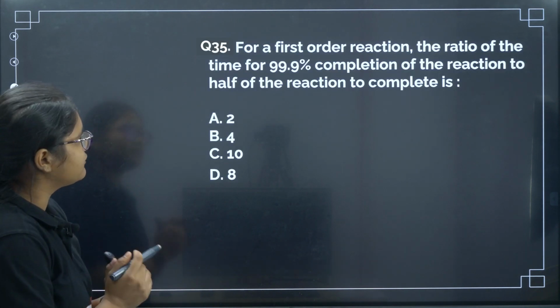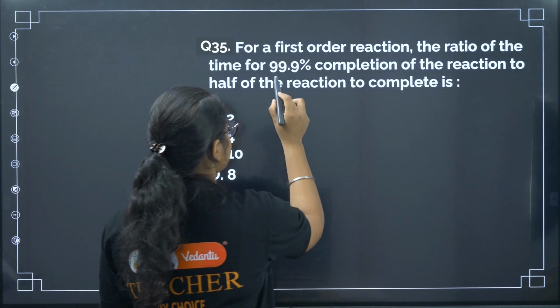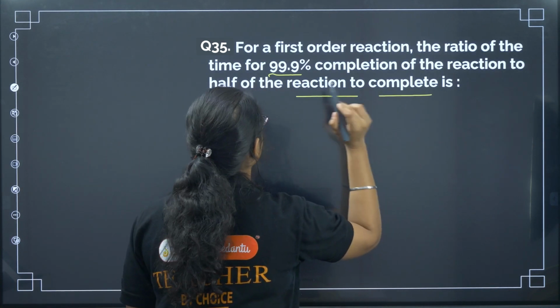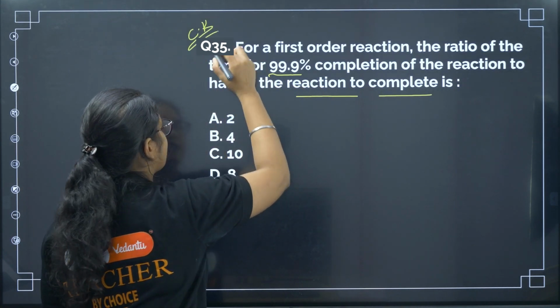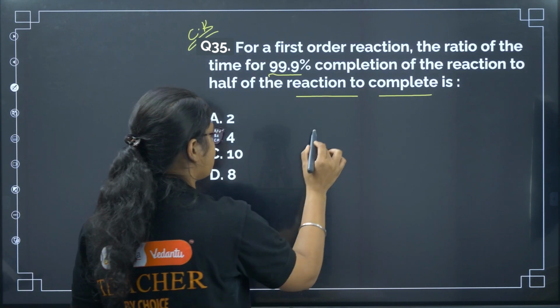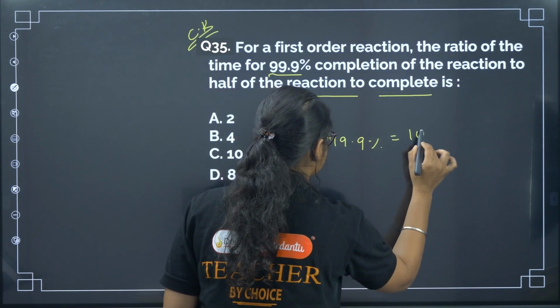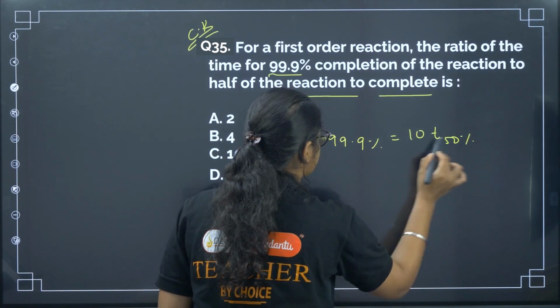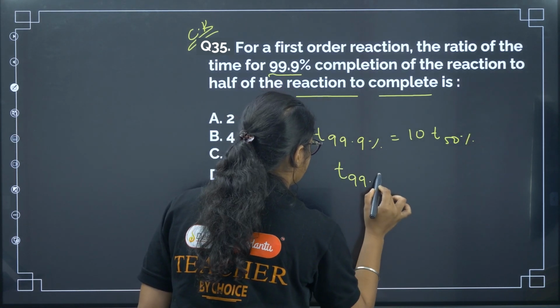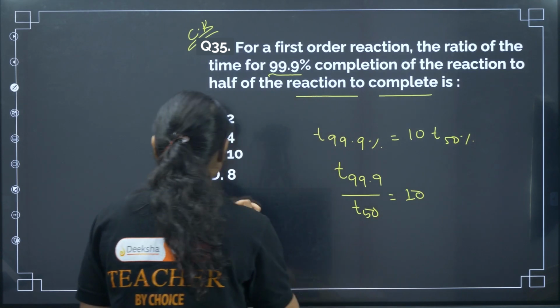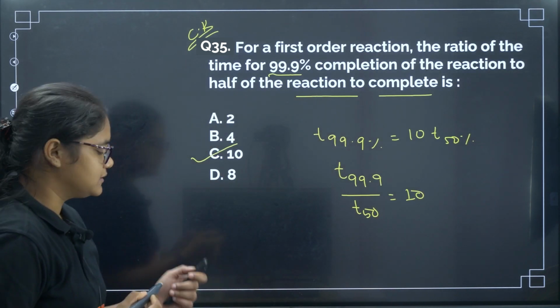Next, for a first order reaction, the ratio of the time for 99% completion of the reaction to half of the reaction to complete is. So this question is from chemical kinetics. This is one of the very important formulas, that is T 99.9% is equal to 10 times of T 50%. So the ratio, if you take T 99.9 by T 50, that will be equal to 10. So the correct answer for this question is option number C.